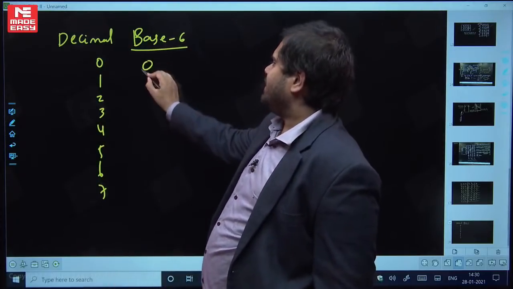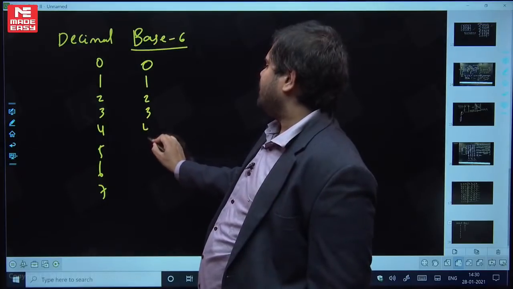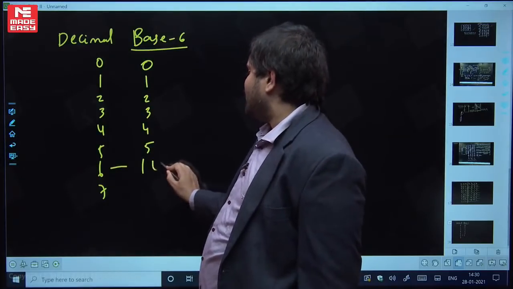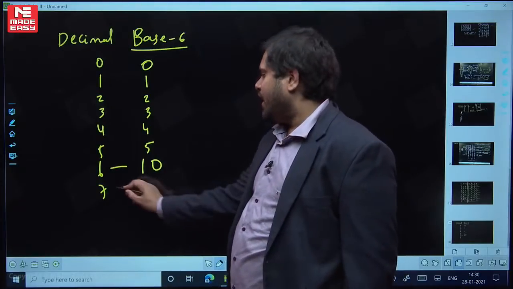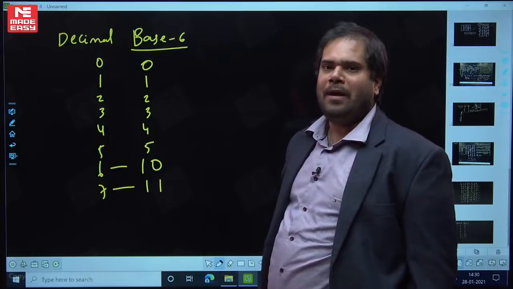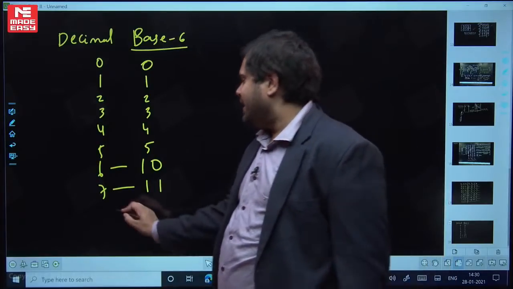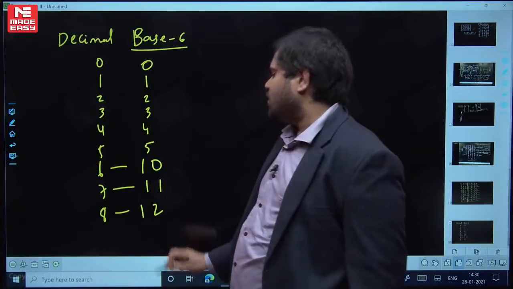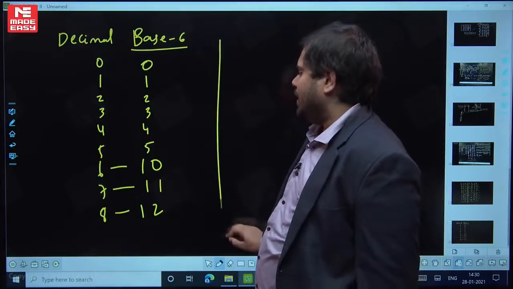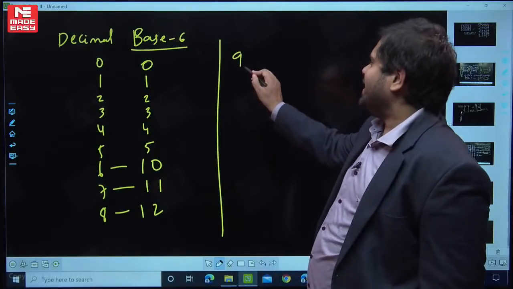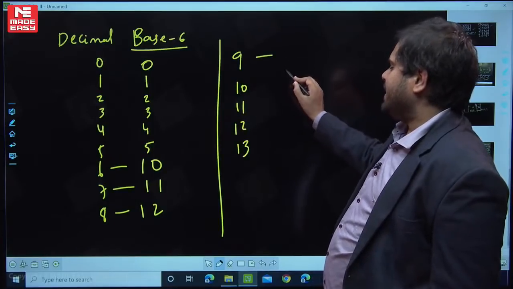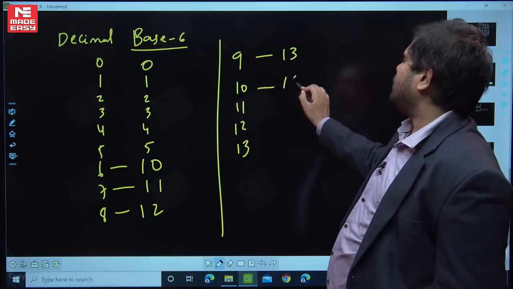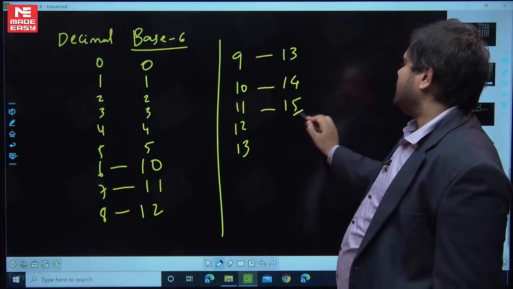So 0 is written as 0, 1 as 1, 2 as 2, 3 as 3, 4 as 4, 5 as 5, and 6 is written as 1 0. Okay, 6 is written as 1 0 in base 6. 7 is written as 1 1. If you want to write 8, you write 1 2. That is how you write. Let's continue. What will you write for 9? 1 3, this is 1 4, this is 1 5. It is like when the maximum is touched.